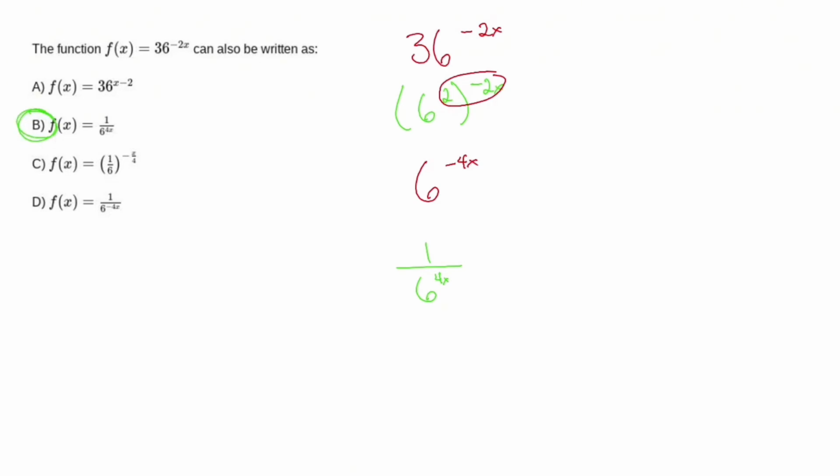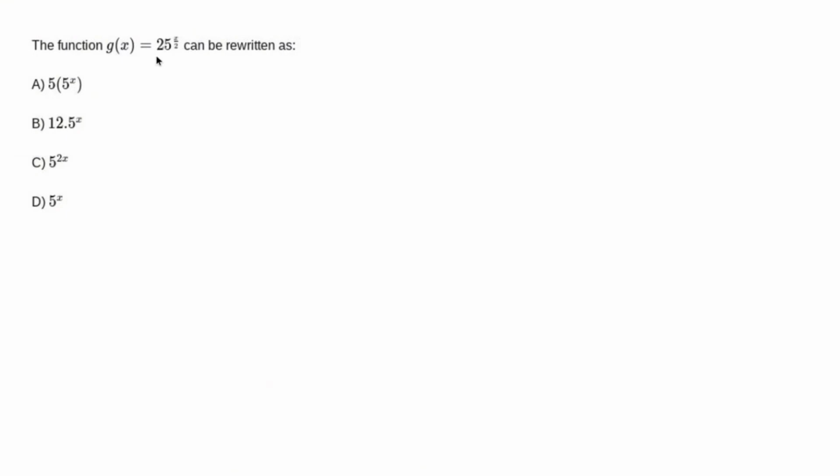And that's our guy. The function g of x equals 25 to the x over 2 can be written as, well, let's take this and mess around with it a little bit. So we have 25 to the x over 2. First things first, 25 can be written as 5 squared, and that's to the x over 2. Whenever you have a power taken to another exponent, you multiply exponents. 2 times x over 2 allows the 2's to cross out, leaving us with just 5 to the x, which gives us d.